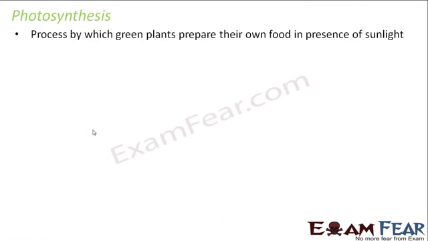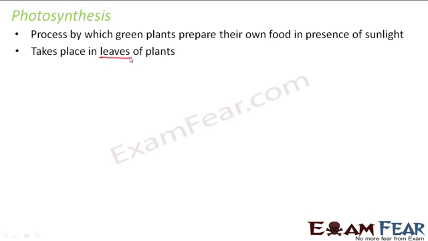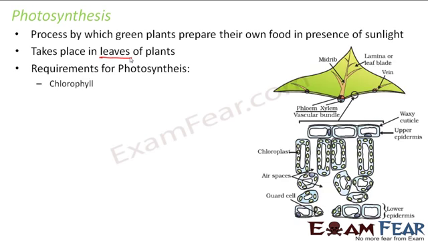The process by which green plants prepare their own food in presence of sunlight is known as photosynthesis. So where does photosynthesis take place? It takes place in the leaves of plants. So that means this process of preparing food happens in the leaves, and the food which is prepared is stored in the leaves. So what are the requirements for photosynthesis?